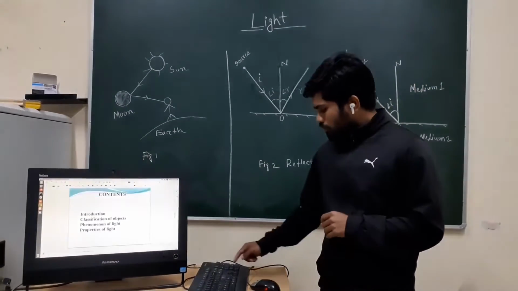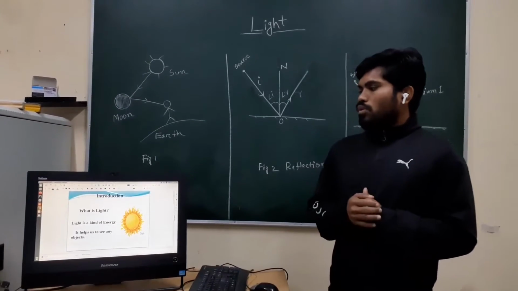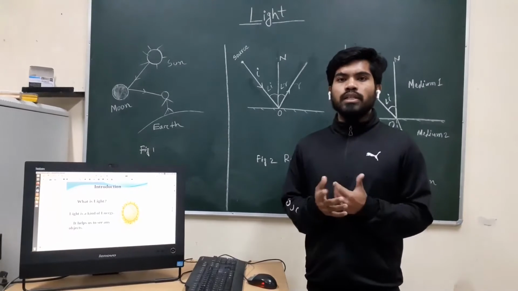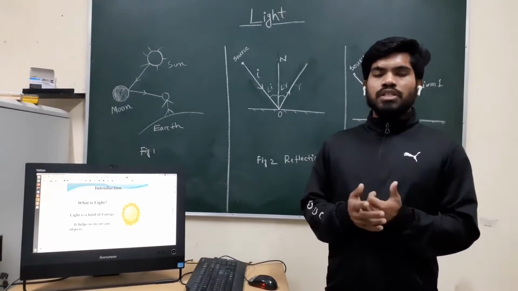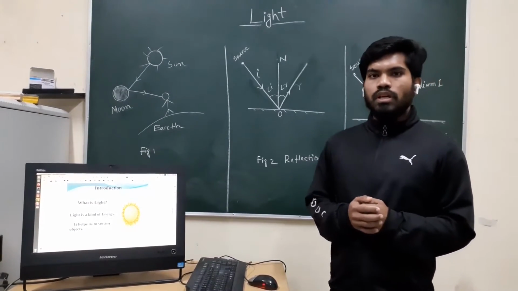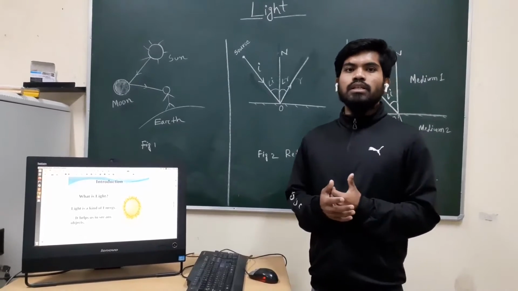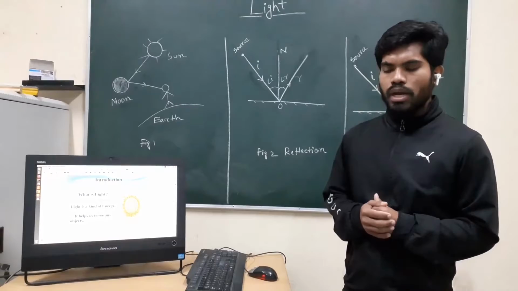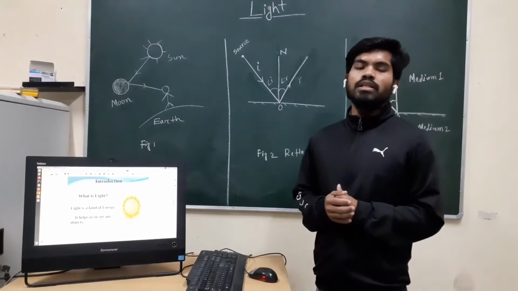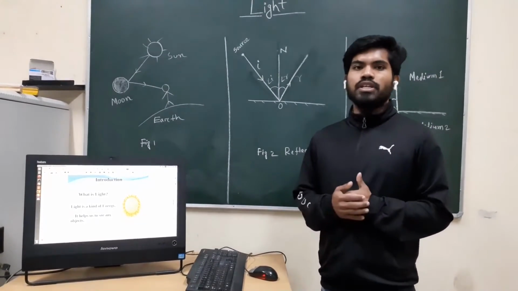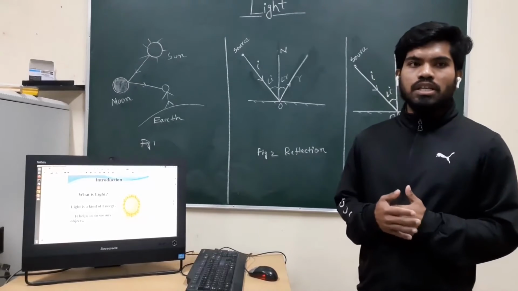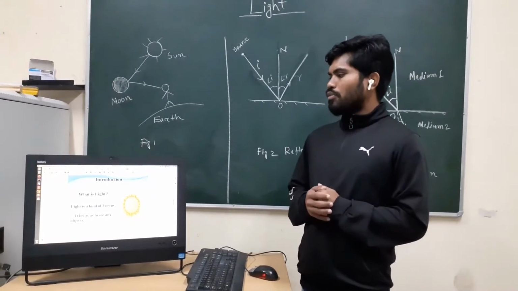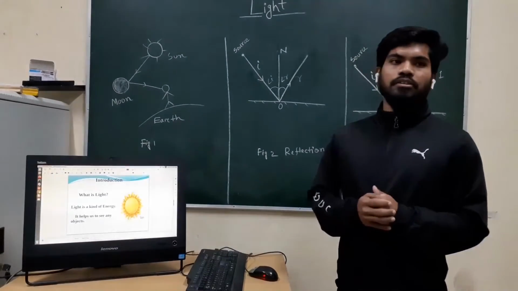So let us now start with the topic light. So what is light? Is it a source, a device? Actually, light is a kind of energy. We have so many forms of energy such as potential energy, kinetic energy, electrical energy, such that light is also a form of energy.